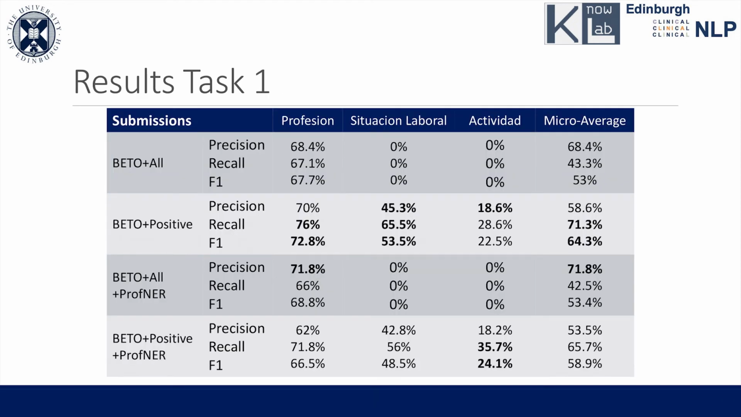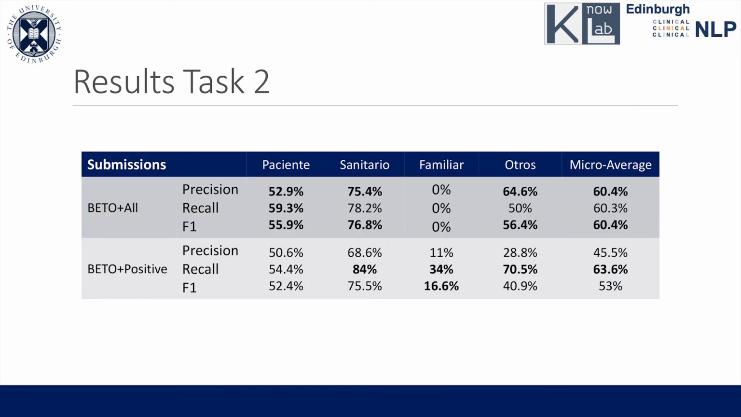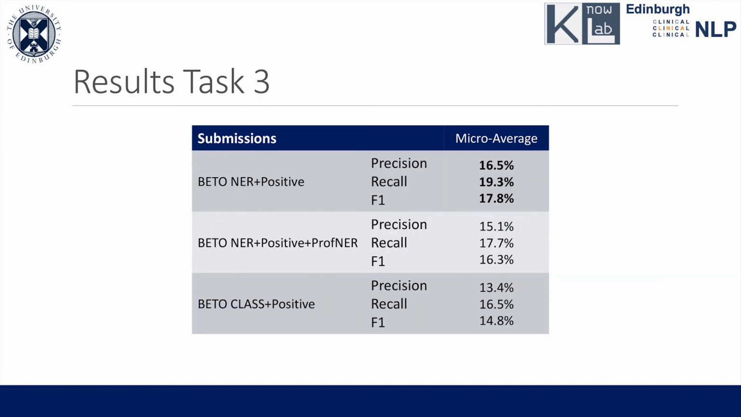The following table shows that the best results for almost all the classes and the overall performance in task 1 were obtained by the BETO approach using only positive examples. In task 2, the BETO approach with all the dataset for training obtained the best results in F1 measure. Finally, we used the outputs from some of the previous approaches to compare them with the list of valid codes, and the best performance was obtained with the BETO plus positive predictions of task 1.